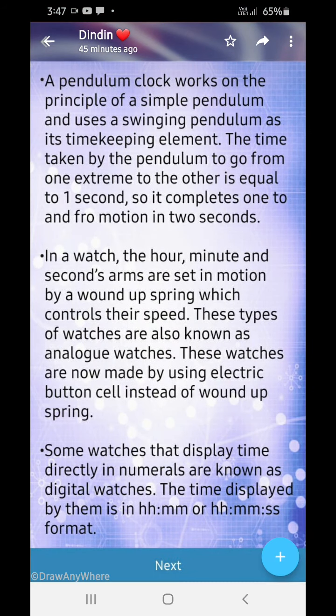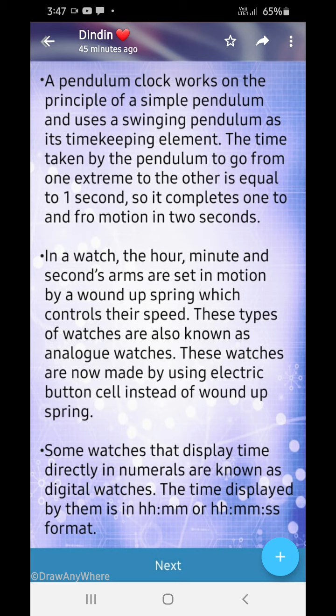Now, what is a pendulum clock? A pendulum clock works on the principle of the swing of a pendulum, using the swing of the pendulum as a timekeeping element. The time taken by a pendulum to go from one extent to the other is 1 second, so it completes one full oscillation in 2 seconds. It is known as a seconds pendulum.